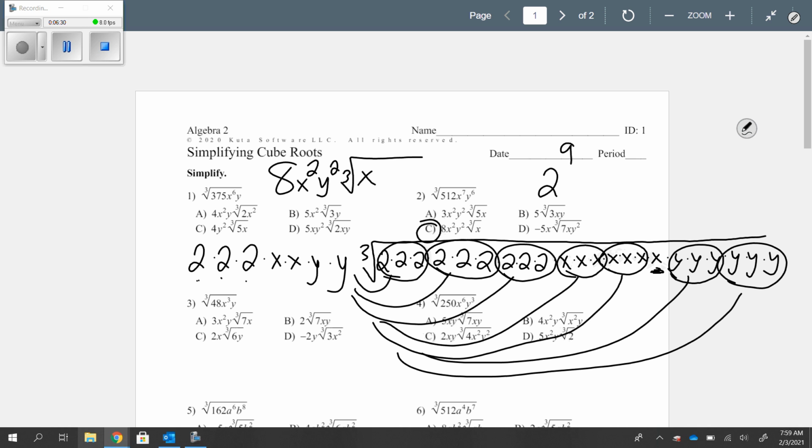Then we wrote one set for each trio. Then we just combined them. 2 times 2 times 2 is 8. X squared, y squared, and we're done. The answer is C. Okay, finish the rest of the worksheet. Shouldn't be too bad.